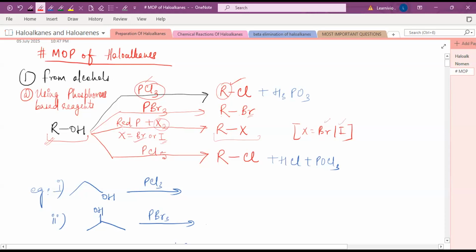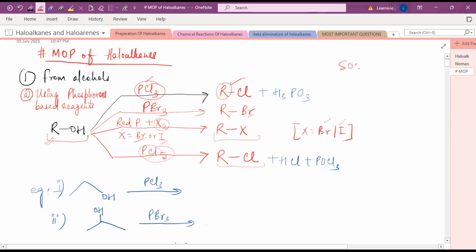Now see, when you use PCl5, you will get again your haloalkane. Now see, there are some similarities when alcohol is treated with PCl3, PCl5, and one more reagent, which is thionyl chloride.